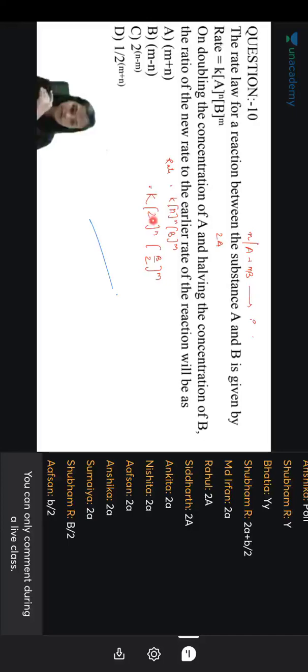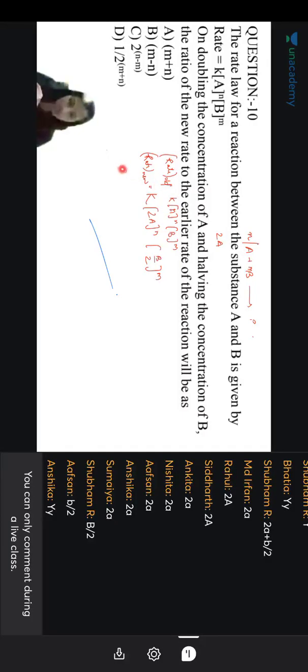As the ratio of new rate. So this is my rate new and this is my old rate है ना. Ratio of the new rate to the earlier rate of the reaction will be as. तो इसका ratio क्या होगा? तो rate new upon rate earlier, that is the old one, will be equals to K 2A की power n B by 2 की power m divided by K A की power n B की power m. Is it true? Is it right?